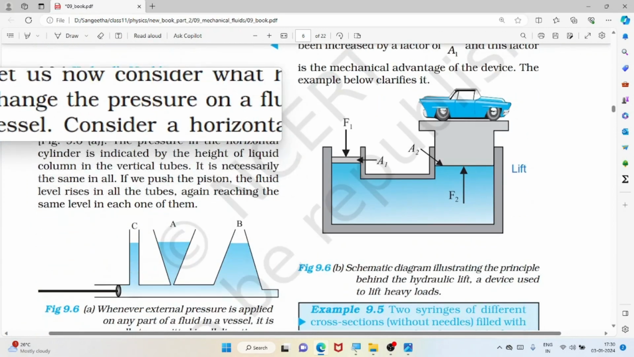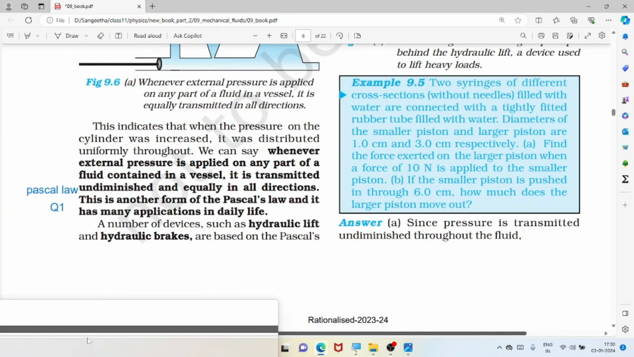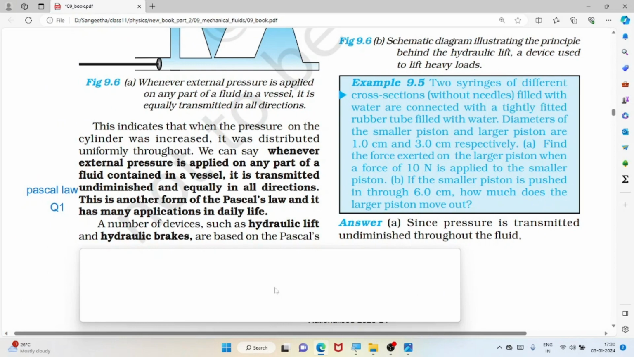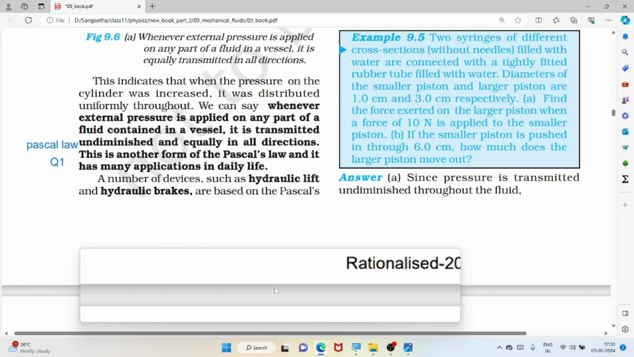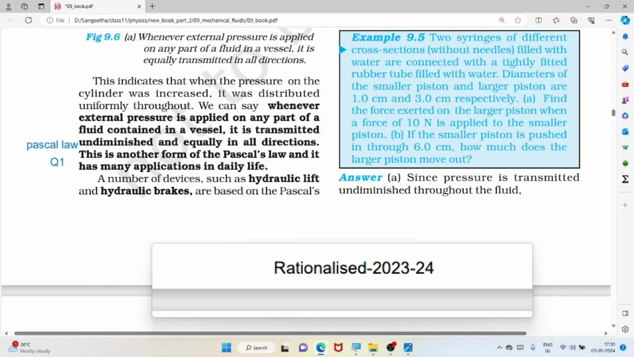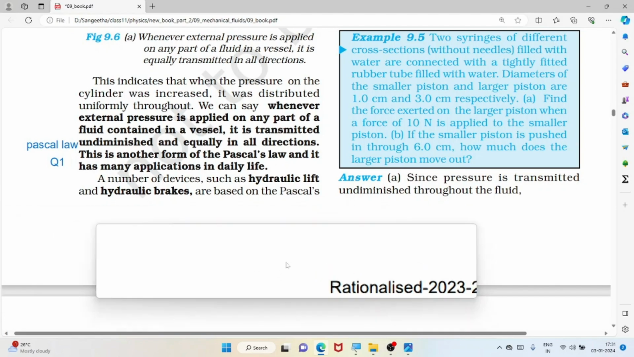These problems are based on Pascal's law of pressure. Whenever external pressure is applied to any part of a fluid contained in a vessel, it is transmitted undiminished and equally in all directions. This is another form of Pascal's law, and it has many applications.